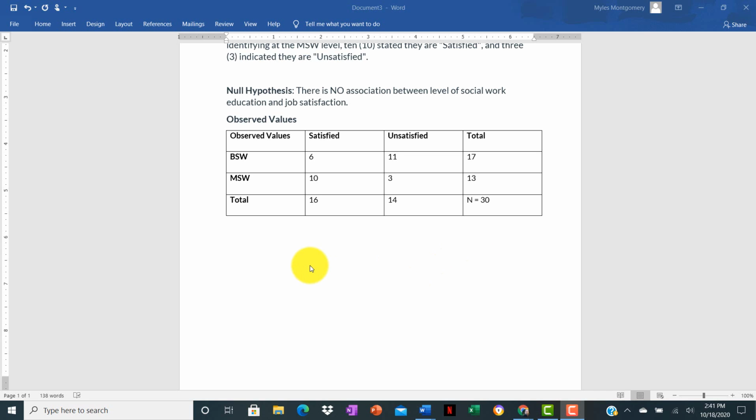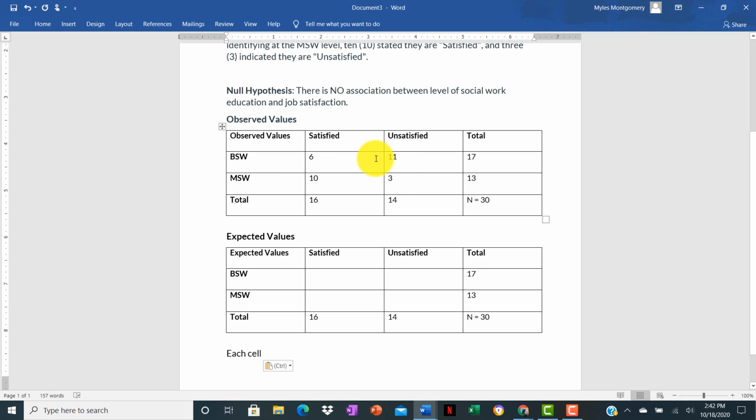And the easiest way to create the expected values chart, and I'm going to drop it in here in a moment, is for you to recreate what you found on your observed values, but leave out these 4 cells right here. So you have the 6, the 11, the 3, and the 10. You would recreate this particular cross tabulation, but without those values for the 4 middle cells. And it looks something like this.